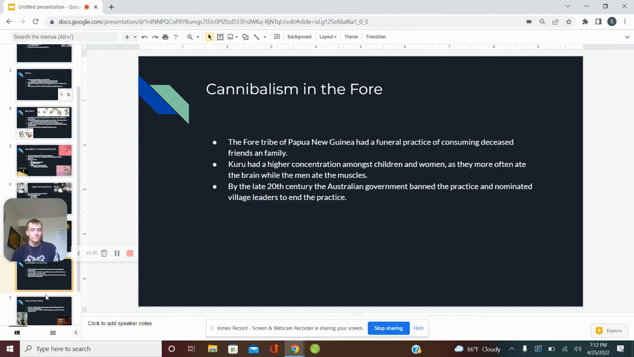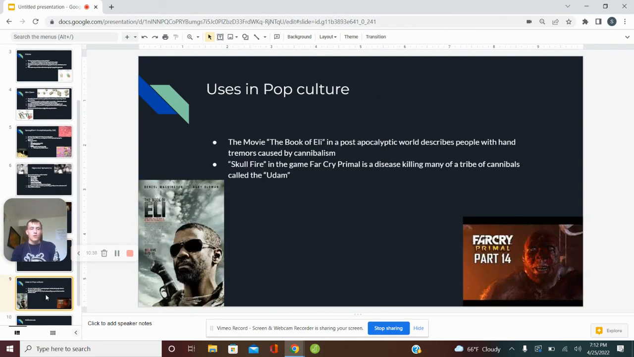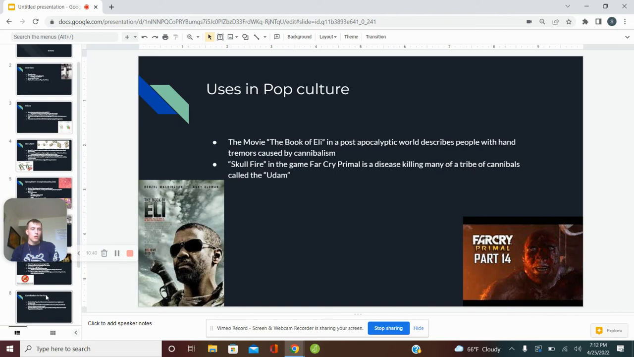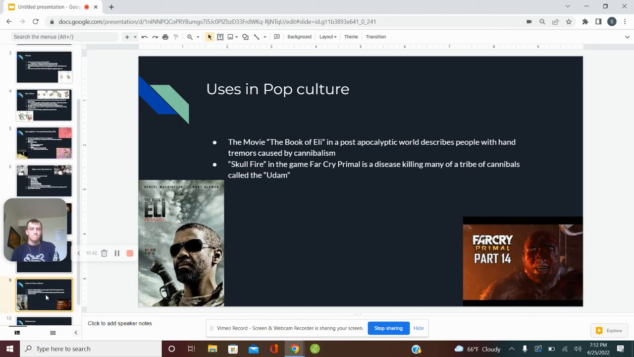So there are a couple of uses in modern pop culture. I thought I'd give a shout out to both of these because they do it really well. They're also two of my favorites because I'm a pretty big nerd.